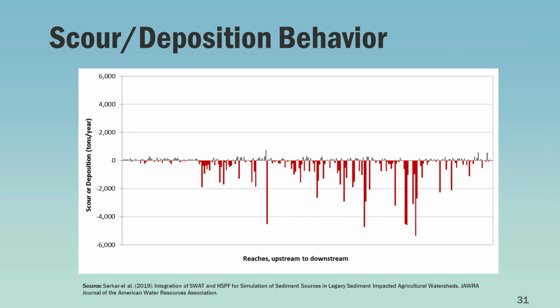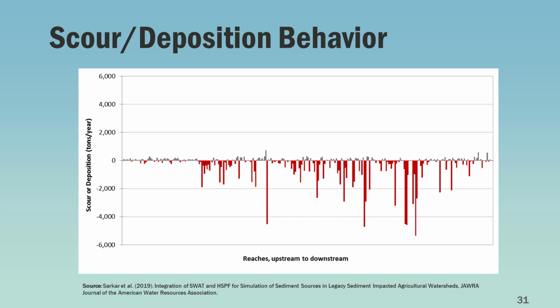The calibration and validation of an HSPF model, in this case the linked SWAT and HSPF model, consists of ensuring that the in-stream scour deposition behavior is reasonable. One of the ways of looking at that would be to plot the scour or deposition on a reach-by-reach basis to see how much scour deposition is being simulated. This figure shows the scour deposition behavior associated with the 280 odd reaches in the Conestoga River model.